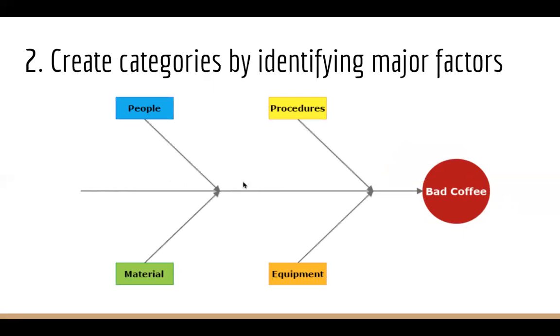Next, you'll add the bones to the cause side of the diagram by identifying the major factors that may be involved with the problem. The number of cause categories or bones in your diagram will depend on which field you're working in. You can identify these by asking questions like who, what, where, when, why, and how. There are some fields where these categories are already established.